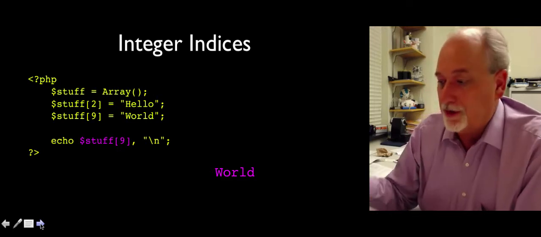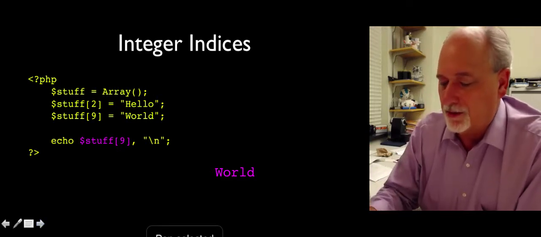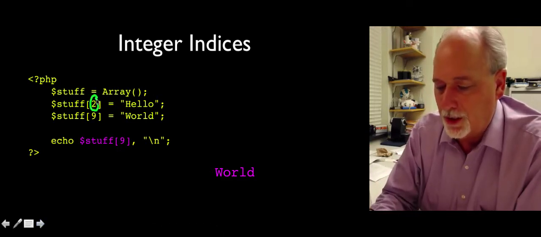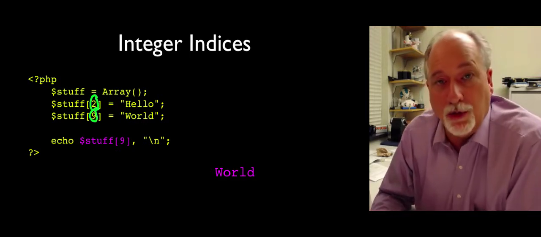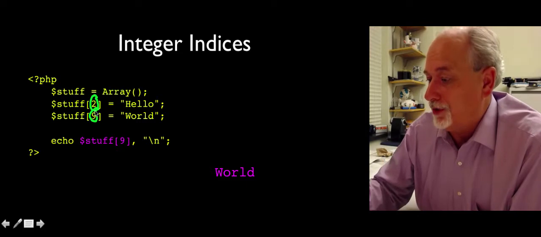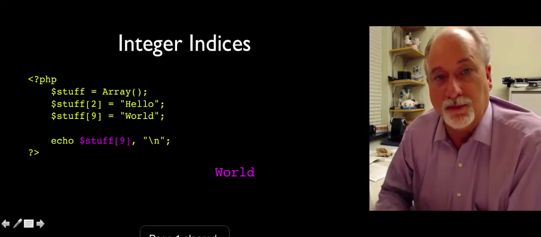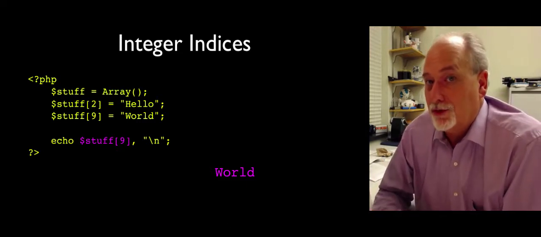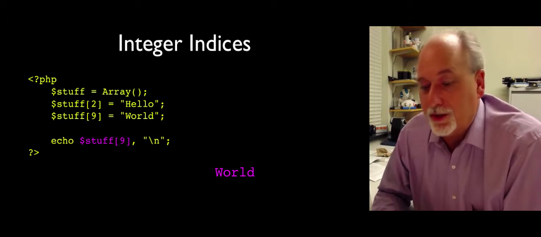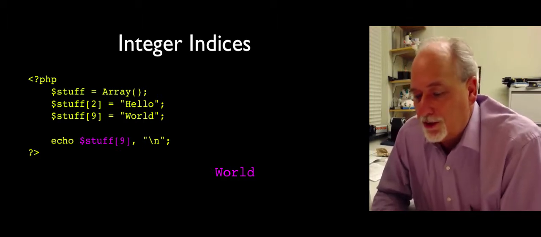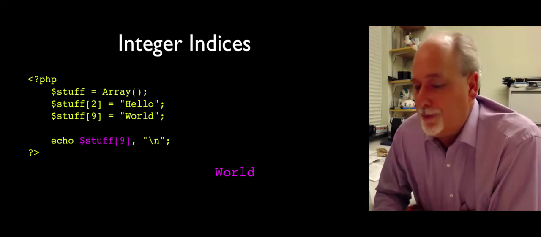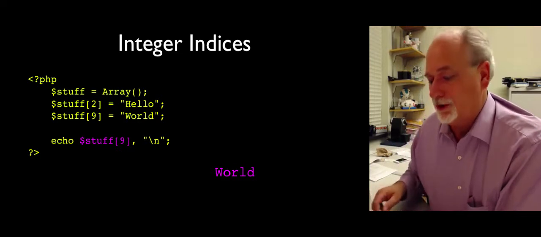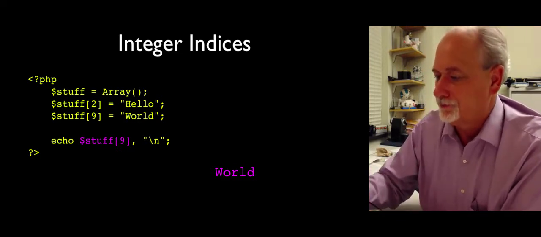You don't have to make them dense if you don't want to. You just put in whatever you want. I mean, why are we doing this? I don't know why we're doing this, but PHP is totally happy with you doing it. So stuff sub 9, the fact that 0, 1, and 2 don't exist and 3 through 8 don't exist, PHP doesn't care. You told it what you wanted to happen, and it makes it happen. Much more flexible than most data structures.